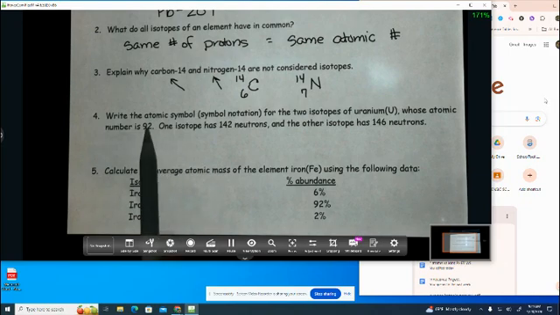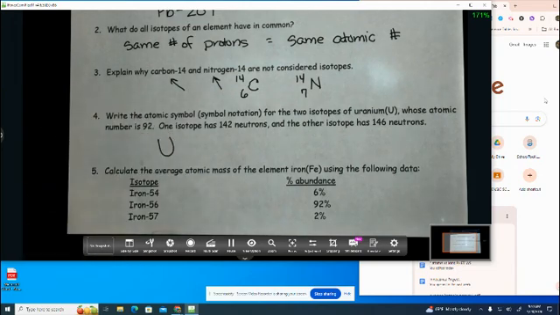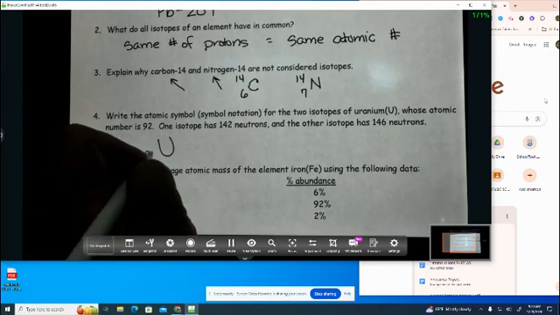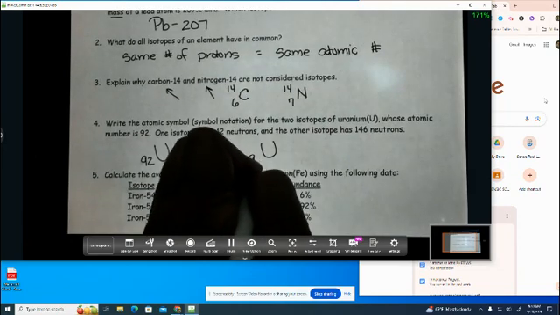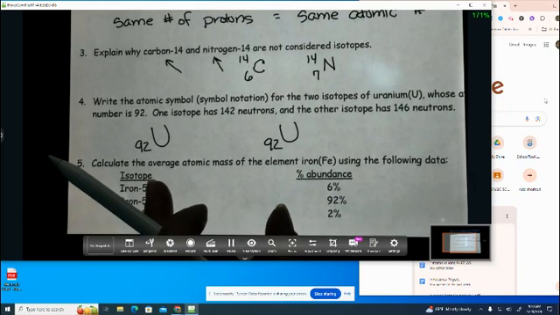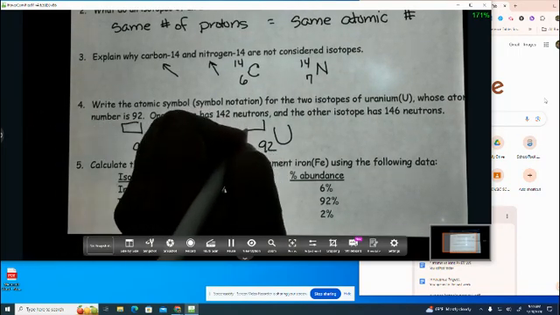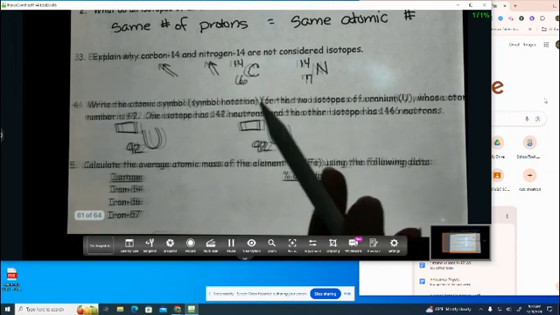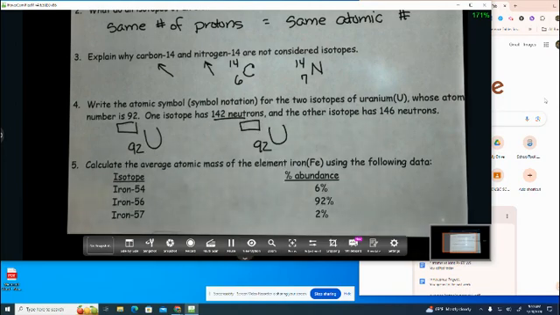Good. Write the atomic symbol, the symbol notation that I just wrote up here, for the two isotopes of uranium whose atomic number is 92. First and foremost, what's the symbol for uranium? U. What number goes in the bottom left, Walters? 92. Good job. Both isotopes have atomic number 92. Let's put the mass numbers on there. The mass number goes up here, Aiden, right? One isotope has 142 neutrons. What number is going to go there?